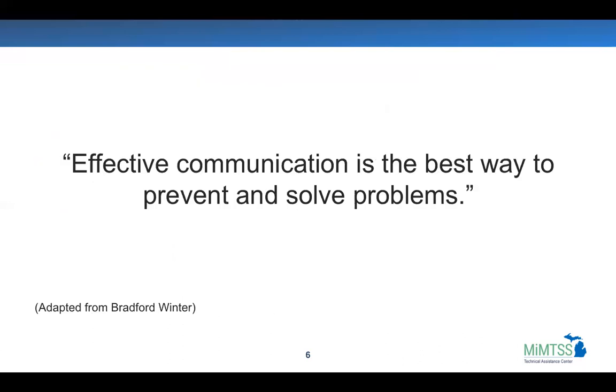So, why is it so critical to focus on communication? Time should be spent formalizing the communication process because effective communication is the best way to prevent and solve problems. This quote, adapted from Bradford Winner, an American motion picture writer and producer, illustrates the need for effective communication and how it impacts the district's ability to support implementation. By spending time proactively and purposefully communicating about MTSS, the district will be better prepared to prevent and solve implementation challenges and support implementation overall.